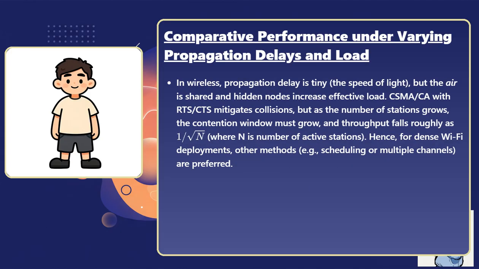In wireless, propagation delay is tiny, the speed of light, but the air is shared and hidden nodes increase effective load. CSMA/CA with RTS/CTS mitigates collisions, but as the number of stations grows, the contention window must grow, and throughput falls roughly as 1 over square root of n, where n is the number of active stations. Hence, for dense Wi-Fi deployments, other methods, for example scheduling or multiple channels, are preferred.